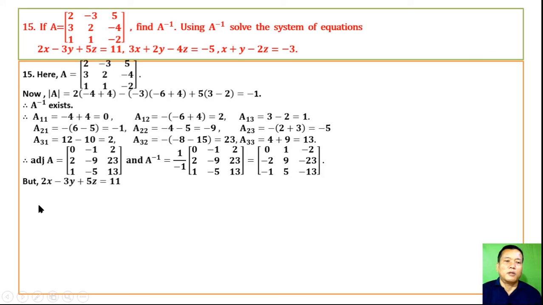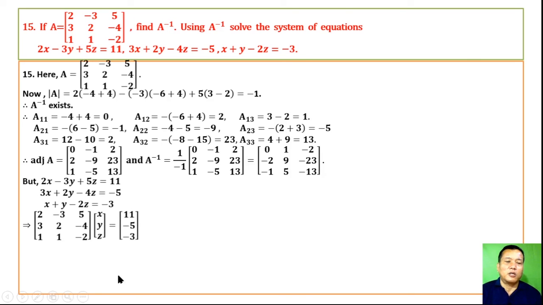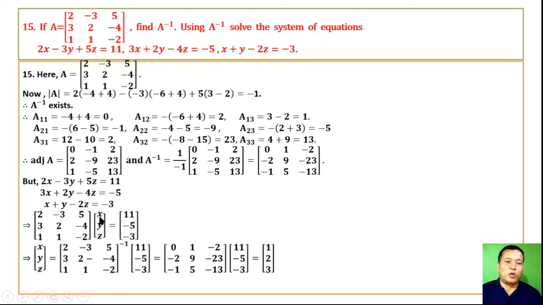But the given system of equations can be written in matrix form, we get this. And multiplying by the A inverse on the first matrices, we get this, whose value is found to be this. Substituting its corresponding value and multiplying these two, we get this. Therefore, X equal to 1, Y equal to 2, Z equal to 3.